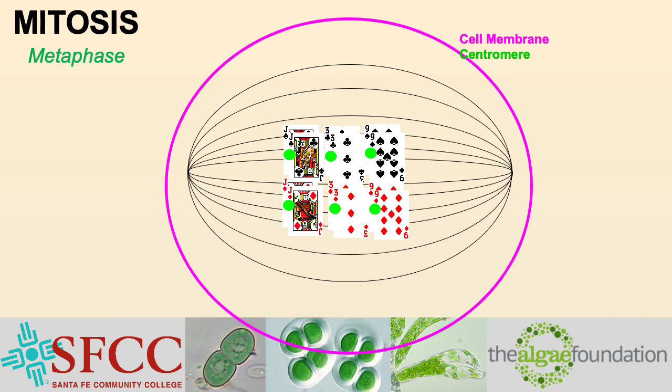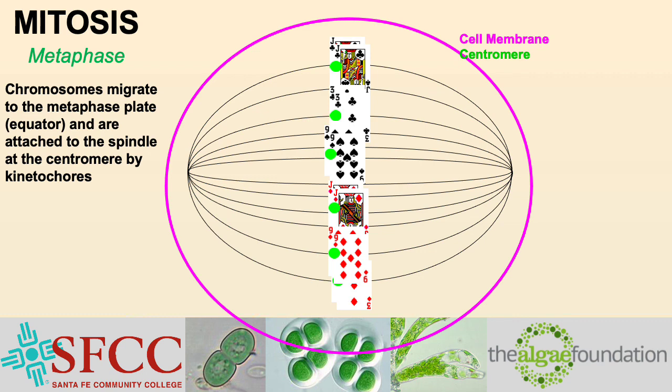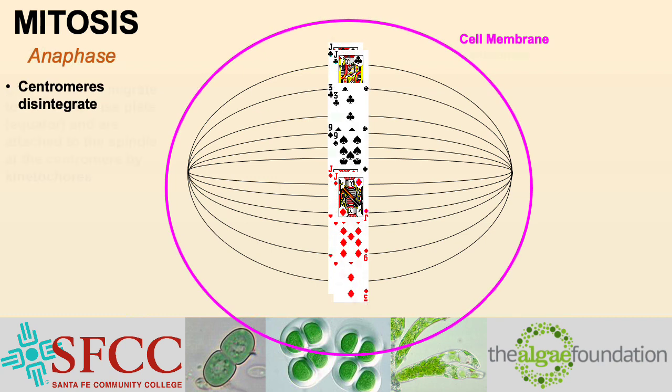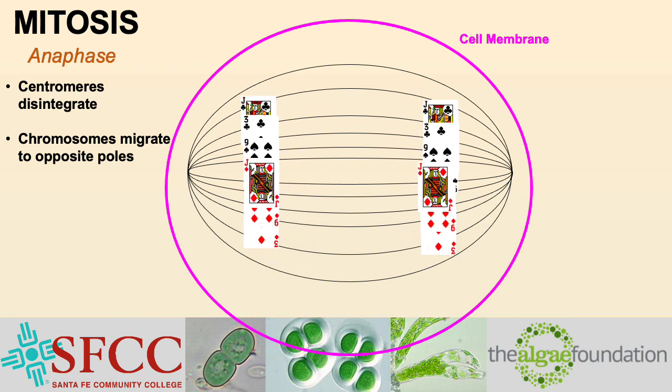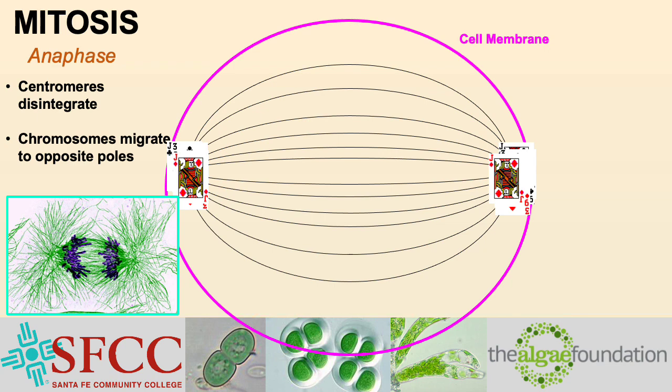The second phase in mitosis is metaphase. During metaphase, the chromosomes line up along the metaphase plate or equator, and the centromeres are attached to the spindle by a protein complex called the kinetochore. Anaphase is the shortest stage during mitosis. During anaphase, the centromeres and kinetochores split or disintegrate, and the identical copies of each chromosome are pulled or migrate to opposite poles. This image has a microtubule stained in green and the DNA is stained purple. You can see how the spindle is pulling the two sets of chromosomes to opposite ends of the cell.